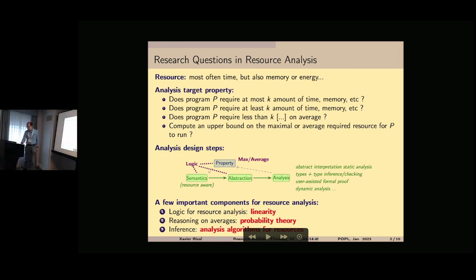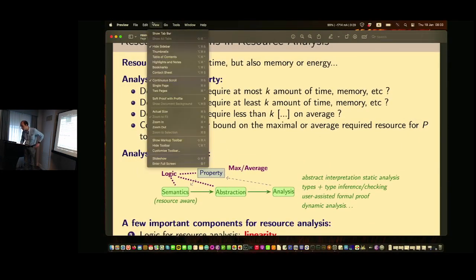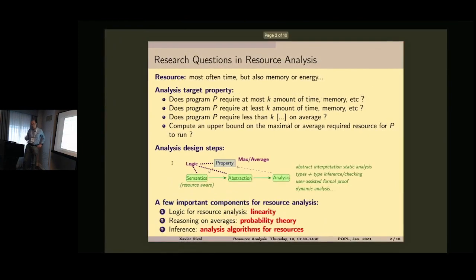And very often, sorry, I would like to remove this thing in the bottom. Ah, that's great, sorry, I apologize for that. I just want this one.